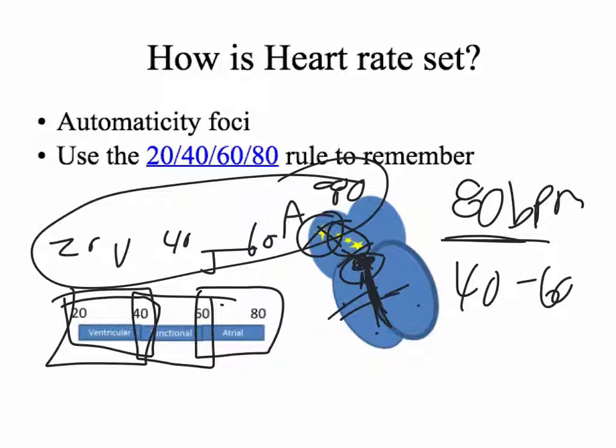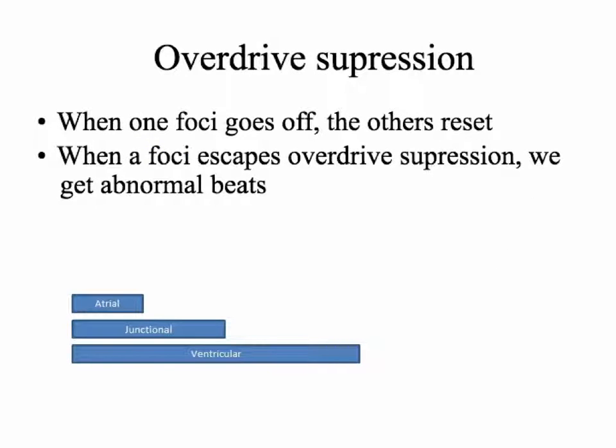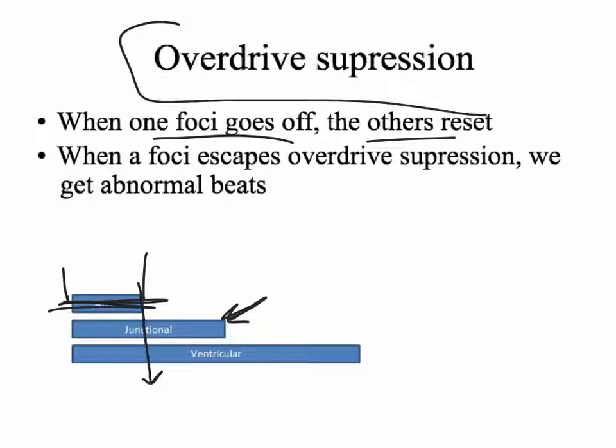And the way this all works is through a mechanism called overdrive suppression. So what I've written here is that when one foci goes off, the others get reset. If the atria is beating at 80 beats per minute, it's going to go off, and as soon as it does, it's going to cut all these off and reset everything. And so the junctional foci cannot go off unless these atrial nodes either slow down supremely or stop working. And so overdrive suppression keeps everything else from going off instead of the SA node.